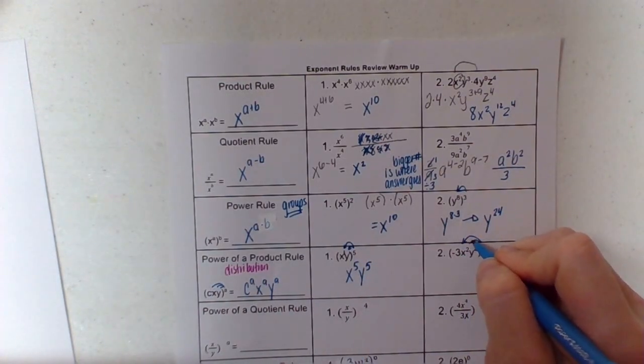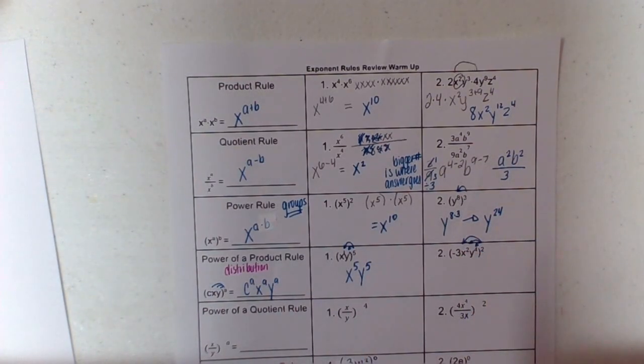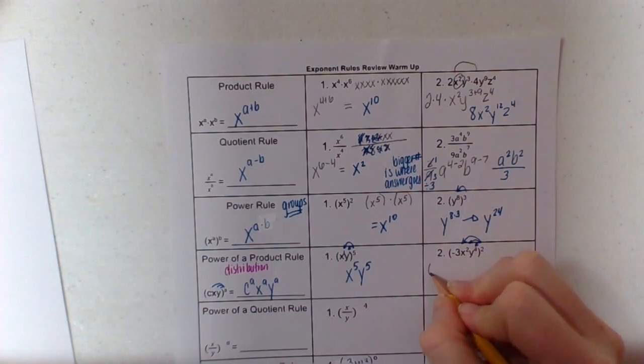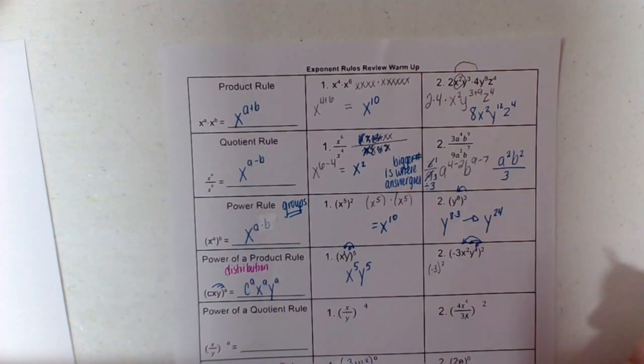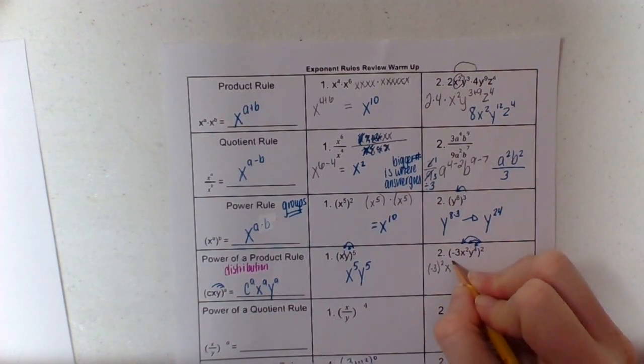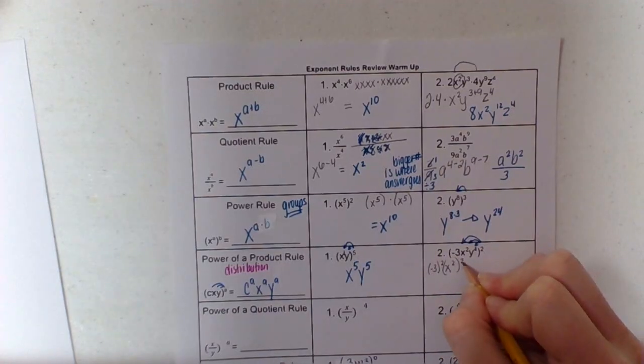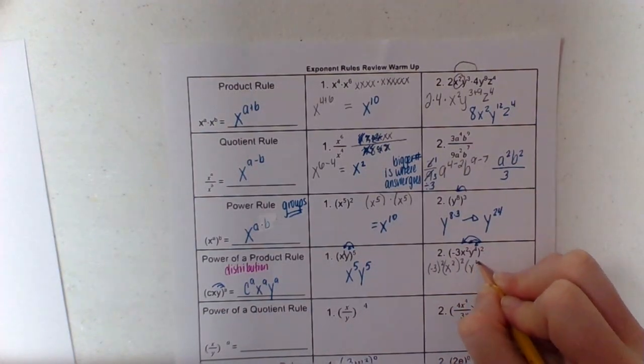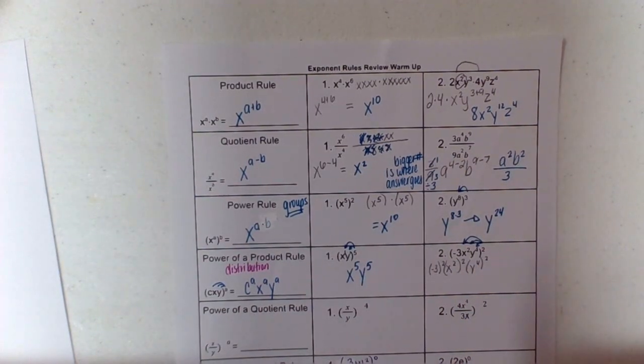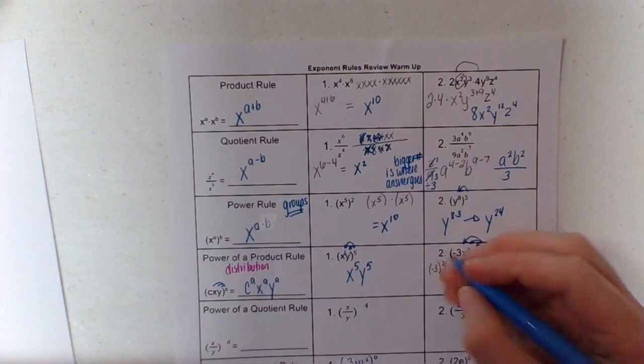With things that already have powers, it gets a little more complicated. We have negative 3 squared, x squared, squared, and y to the 4th squared. We can simplify all of these. Negative 3 squared is negative 3 times itself. So negative 3 times negative 3 is going to be 9.